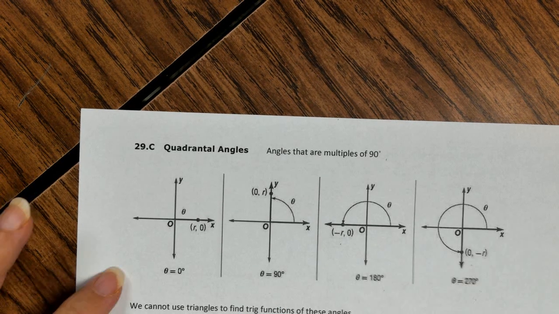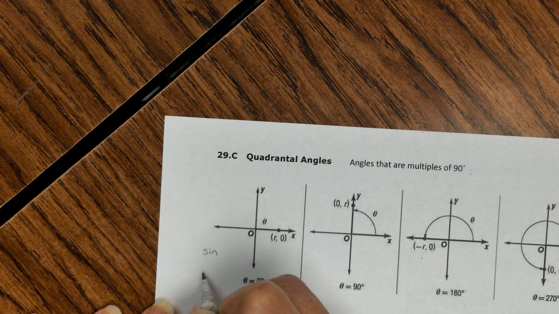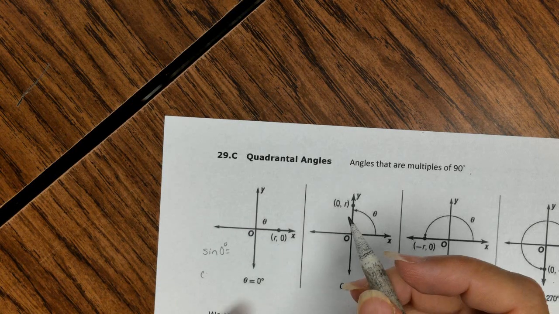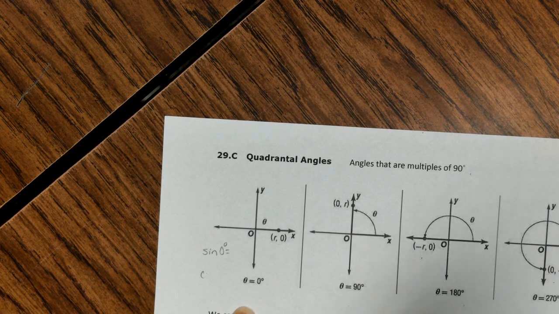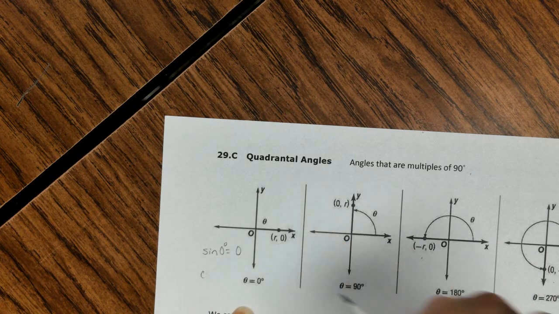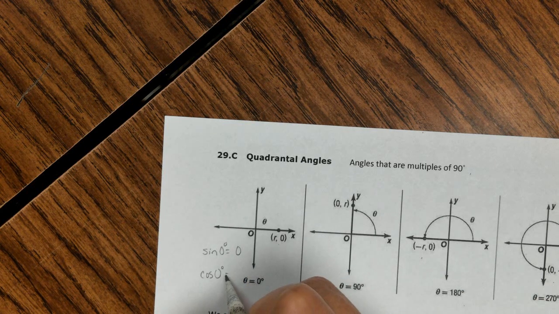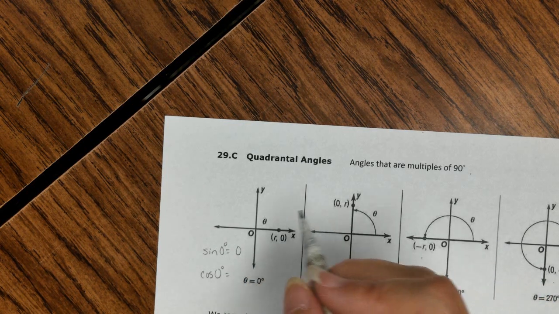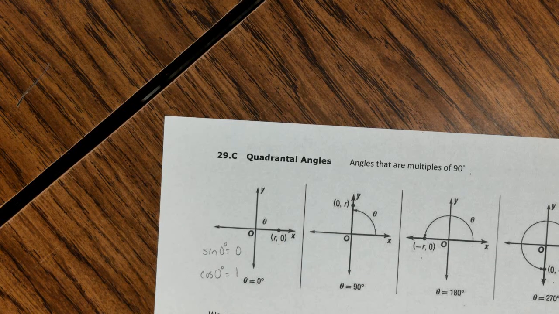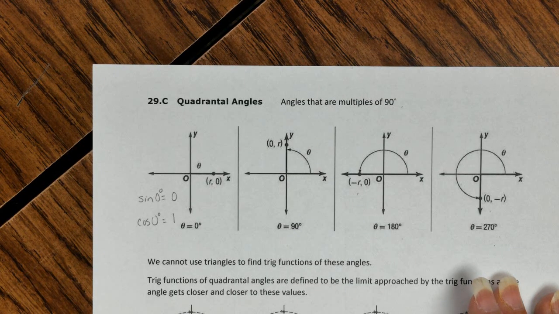So, for sine of 0, sine is y over r, and so that's 0 over r, which is 0. Cosine of 0 degrees, that's x over r. Well, the x is r. R over r is 1. For all of these, you're either getting 0, 1, or negative 1.